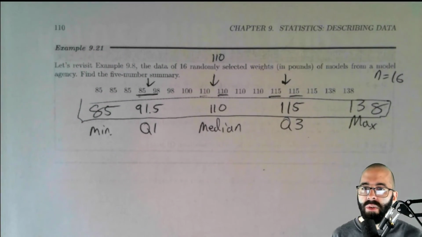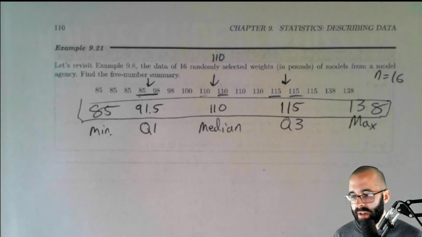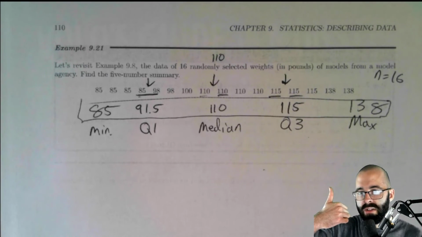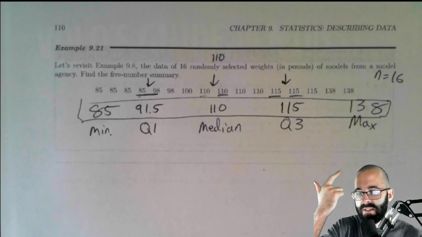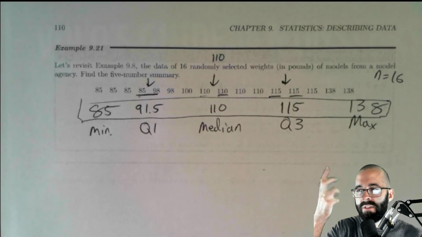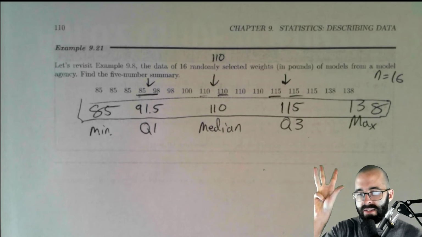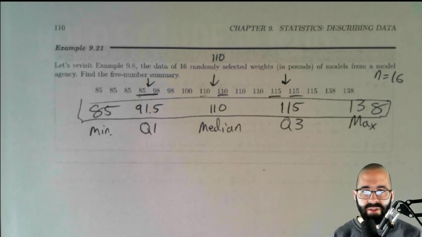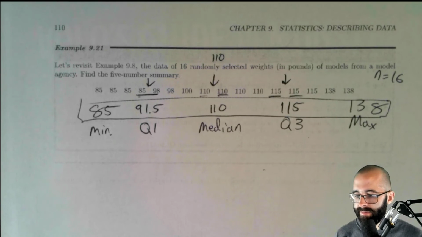Let's see what happens when we use a computer. So computer says minimum's 85, check. Q1, 91.5, check. Median's 110, check. Q3, 115, check. And the max, 138, check. All 5 numbers in the 5-number summary match. That's how you do it.